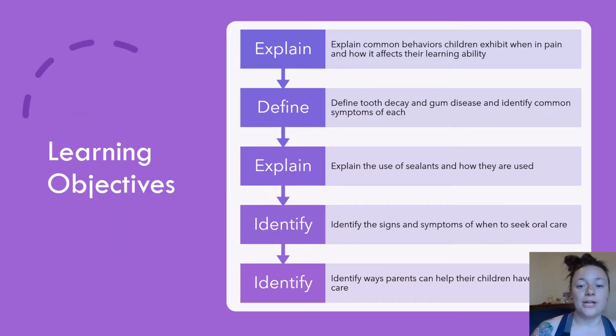These are our learning objectives. We're going to explain common behaviors children exhibit when in pain and how it affects their learning ability. We're going to define tooth decay and gum disease and identify common symptoms of each. We're going to explain the use of sealants and how those are used. We're also going to identify signs and symptoms of when to seek oral care. And we're also going to identify ways parents can help their children have good oral health care.